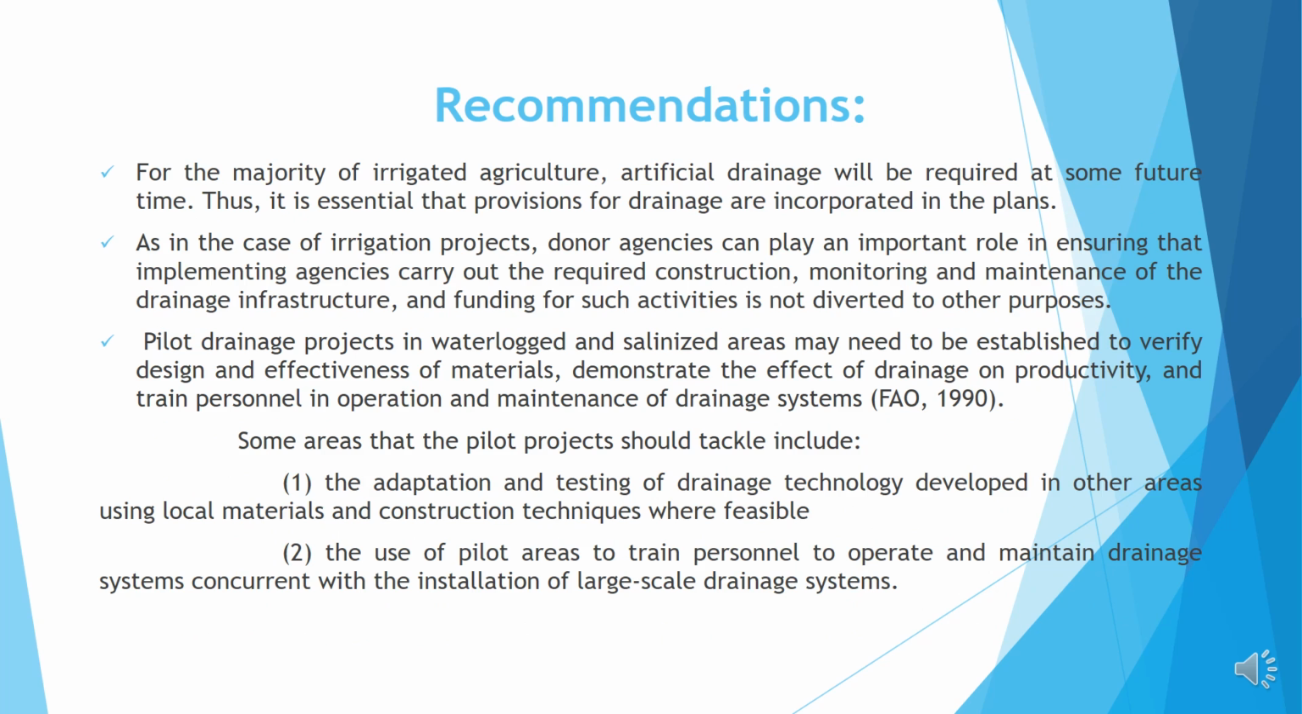For the majority of irrigated agriculture, artificial drainage will be required at some future time. As in the case of irrigation projects, donor agencies can play an important role in ensuring that implementing agencies carry out the required construction, monitoring, and maintenance of the drainage infrastructure, and that funding for such activities is not diverted to other purposes.